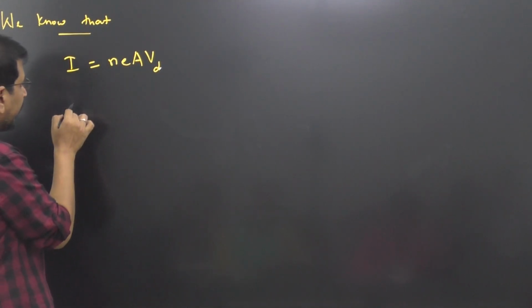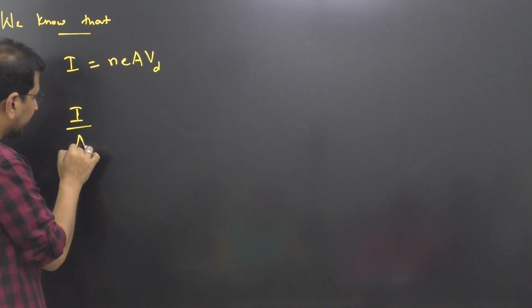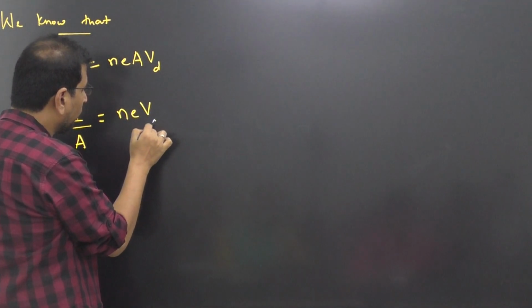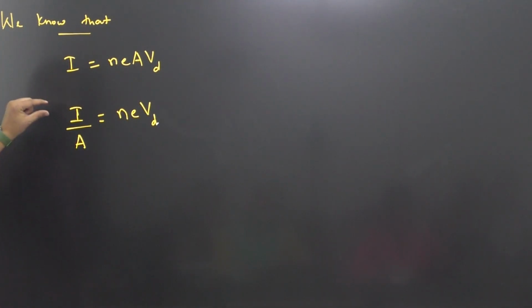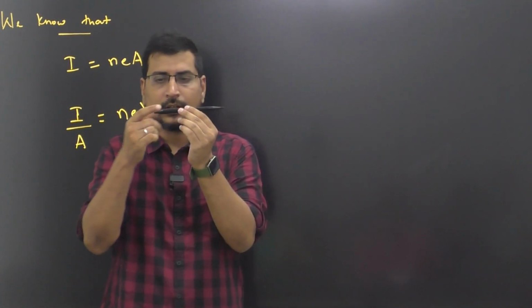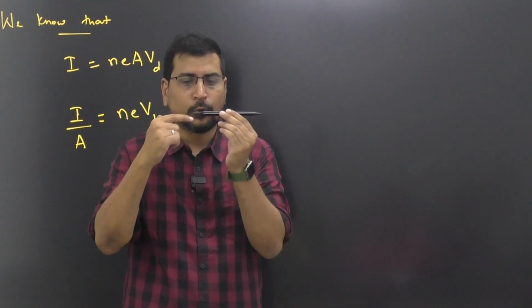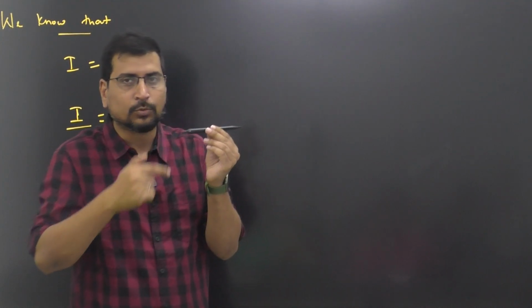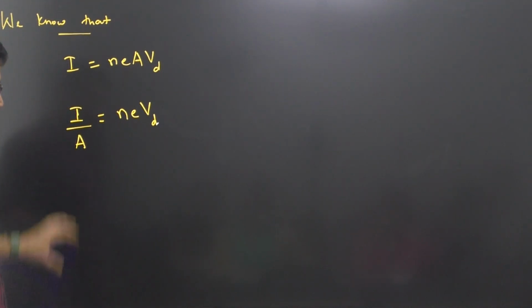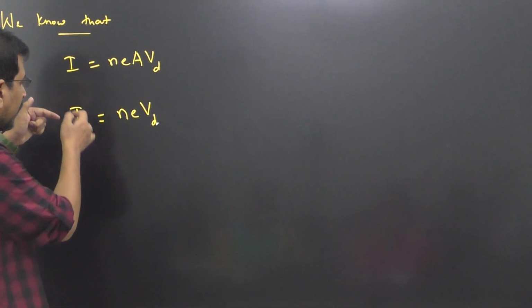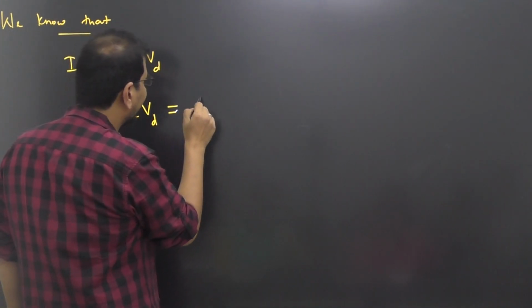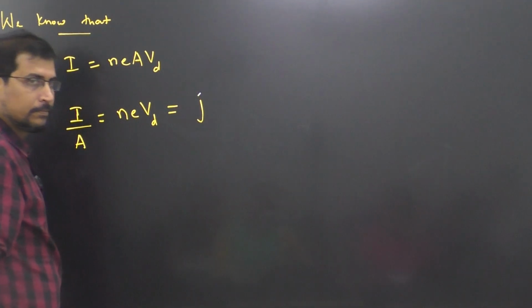Right. If I rearrange this equation, I will be able to write it as I divided by A is equal to nE into Vd. If you observe, this is basically the amount of current which is flowing per unit cross-sectional area. If you take this to be the conductor, there is current flowing through this. The amount of current flowing per unit cross-sectional area is what we call current density. So this is also density only, but the name given to this is the one which is in the numerator. What is it? Current per unit area. So it's called current density, which is represented by the symbol J.